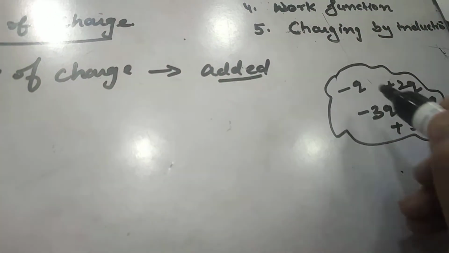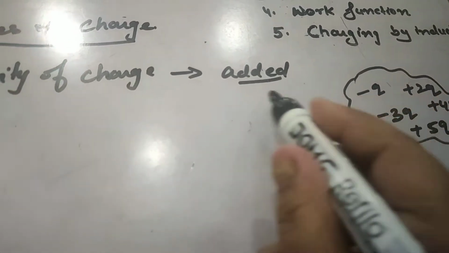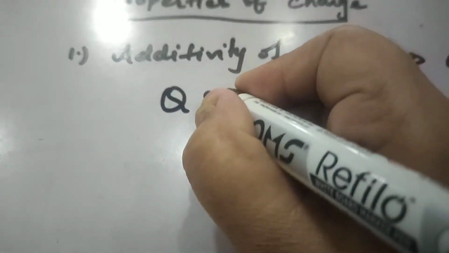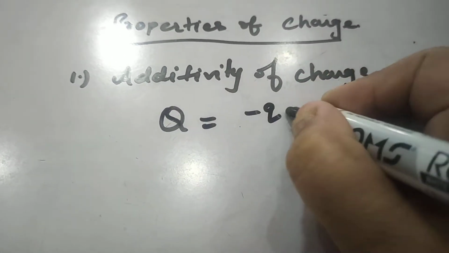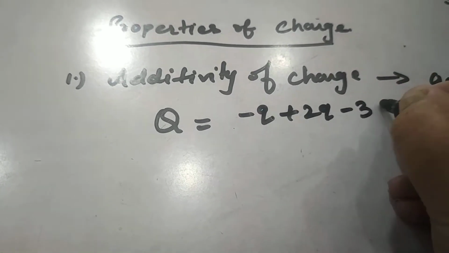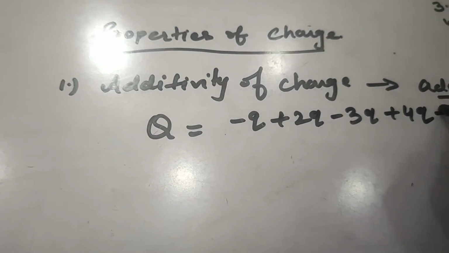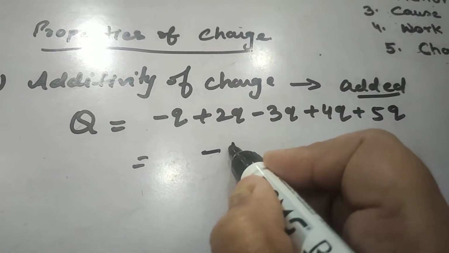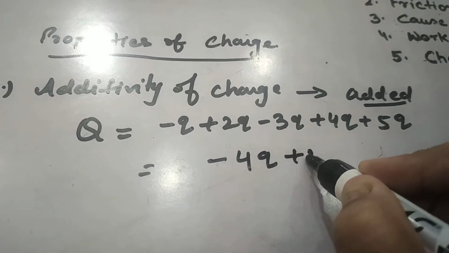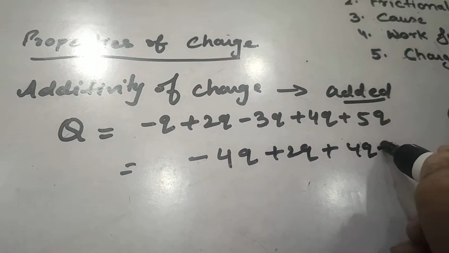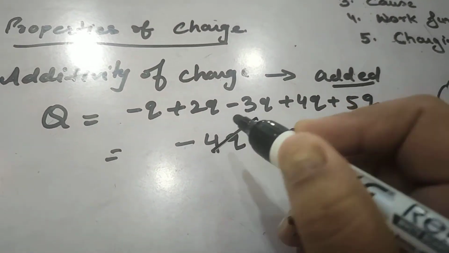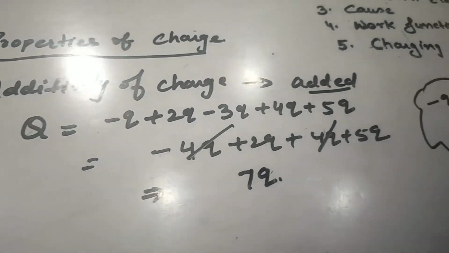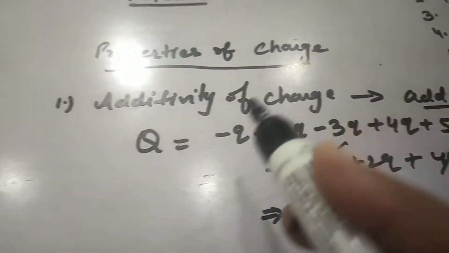Now to find out the total charge on this system, we will add it considering the sign of these. Let the total charge be represented by q, which is given by minus q, plus 2q, minus 3q, plus 4q and plus 5q. So the net charge will be minus q and minus 3q is minus 4q. Then plus 2q, plus 4q and plus 5q. 4q cancels out with 4q and the total charge will be 7q. So this is how the property of additivity can be considered.